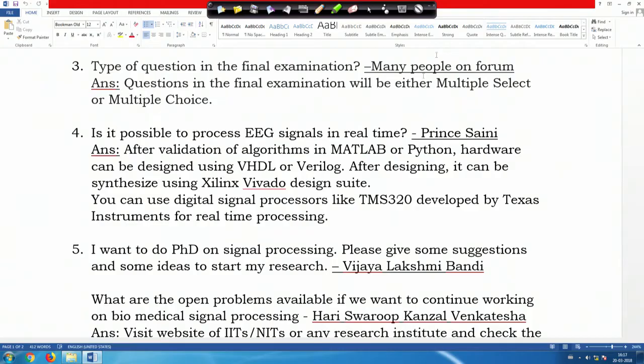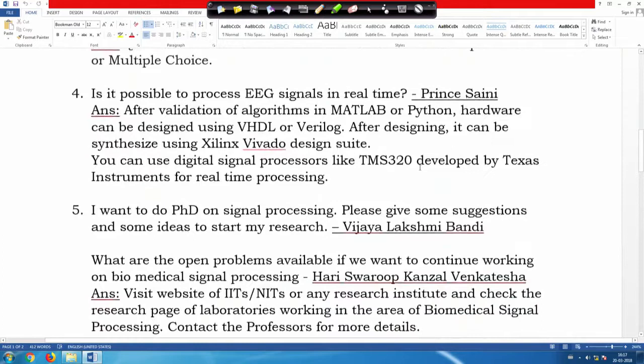So, there are a lot of applications for which you will find that biomedical signal processing works in real time, and I would say that it is not that big a challenge, because if you look at the signals, the frequency of the signal is much less compared to communication signals. So, it is highly possible to process them in real time, and it is done in real applications.